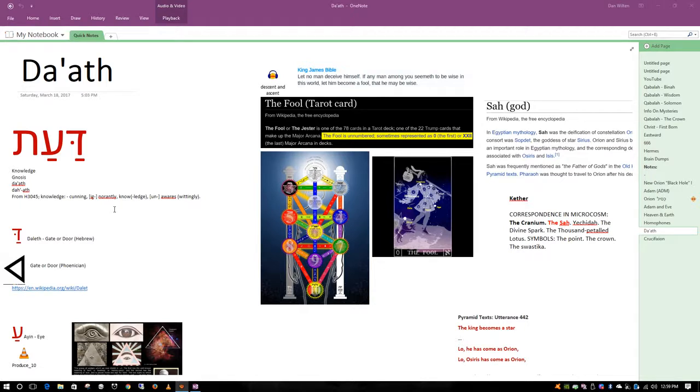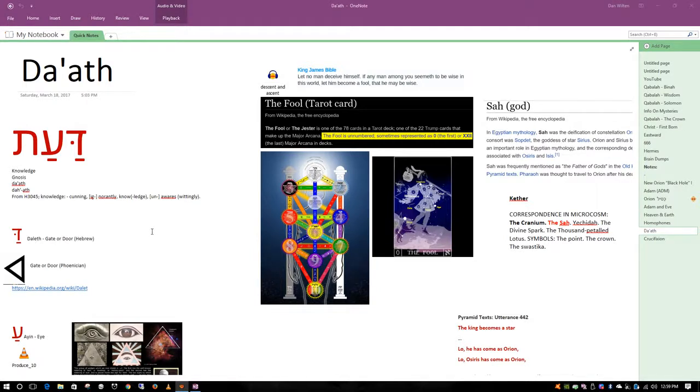When I did Da'ath with you guys, there was a piece I left out that I discovered this morning, and I think it's kind of important to add to all this. So if you remember, the Fool card is represented as 0, and it's also represented as 22. Now, the 22 is the last letter of the Hebrew alphabet, and 22 is when the Fool reaches a point of Da'ath. Okay, there's two places on the tree that have that symbolism.